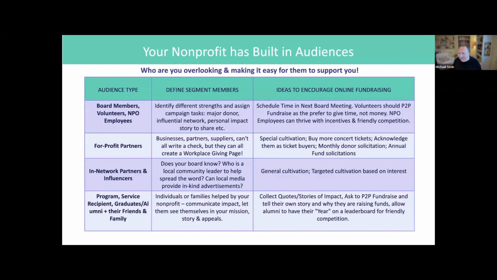So just some ideas on how you can activate these different audiences that likely you already have in some shape or form within your network.